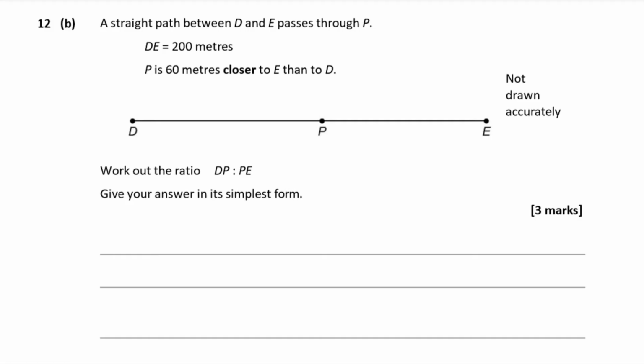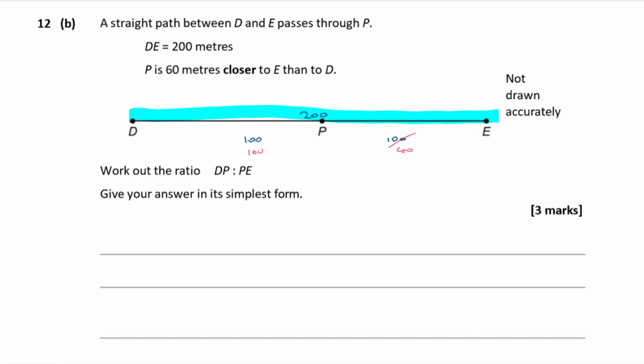Okay, so D to E, the whole distance all the way from there to there, that is 200 metres. P is 60 metres closer to E than to D. Now, if these were the same length, they would be 100 and 100 between them, wouldn't they? Okay, but P we know is actually closer to E by 60 metres. But it doesn't mean that that's 40 and that's 160, because you can't just take 60 off and add it onto there. The distance 40 and the distance 160 is not 60 different. Okay, so it's not just knocking 60 off.